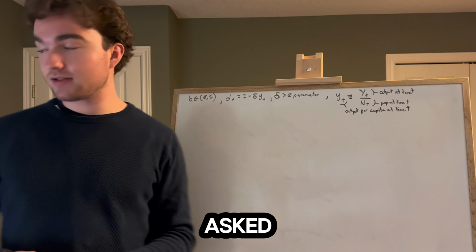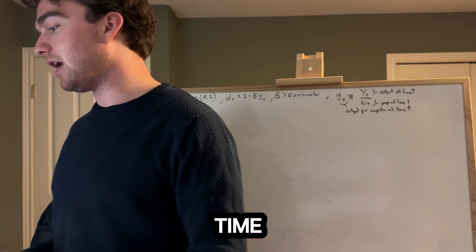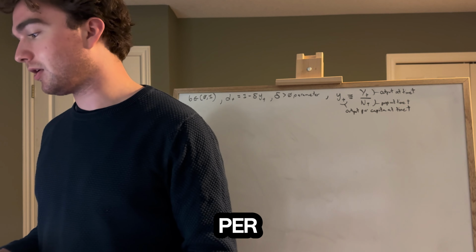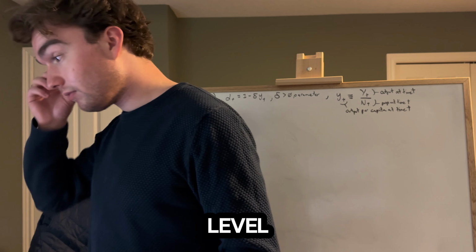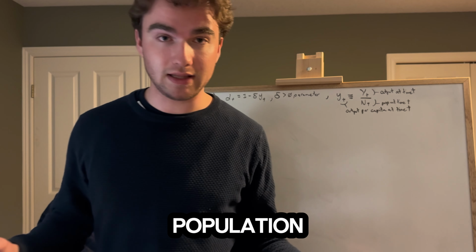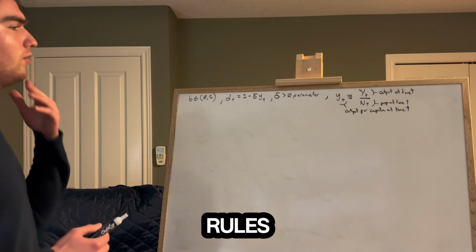So we're being asked, show that the rate of population growth from time t to t plus 1 can be written as a function of the income per capita, and identify the level of income per capita compatible with no population growth. Okay? So the first thing we're going to do, we're going to look at our rules.